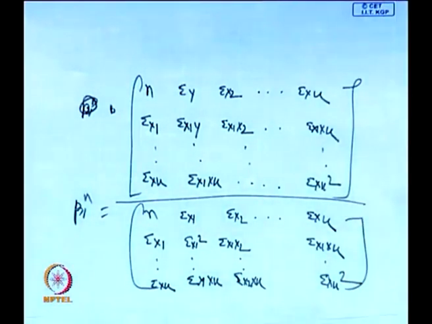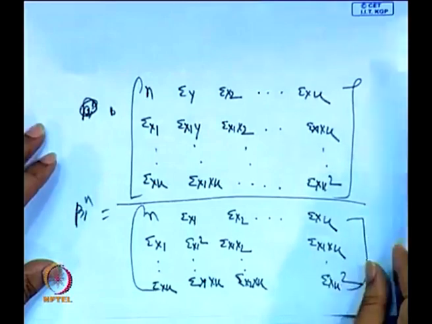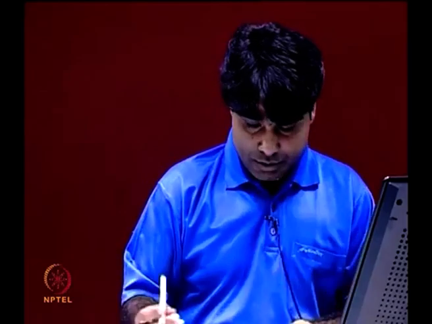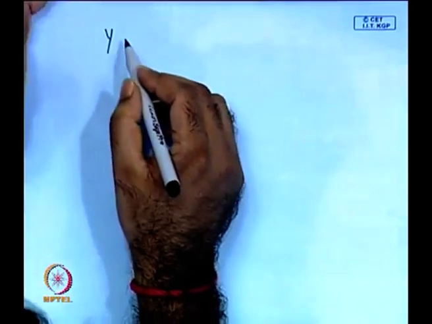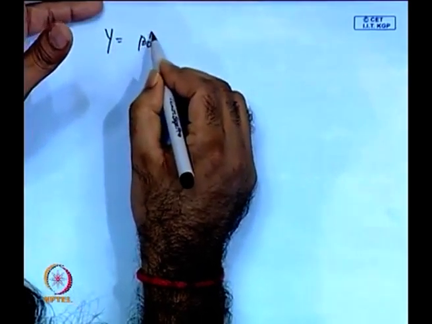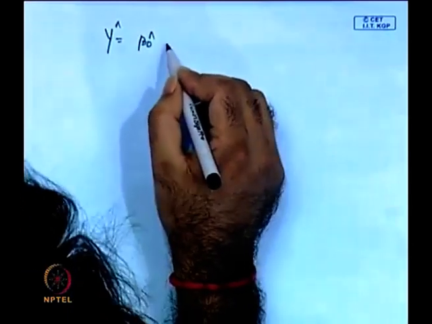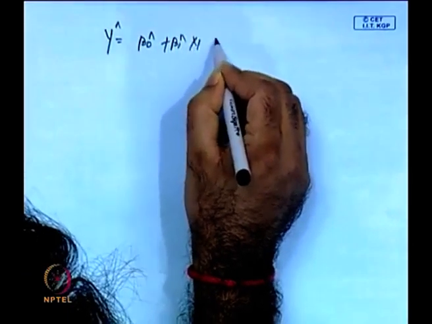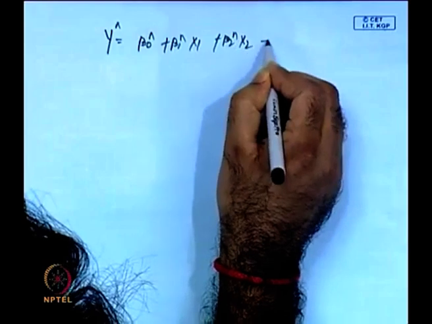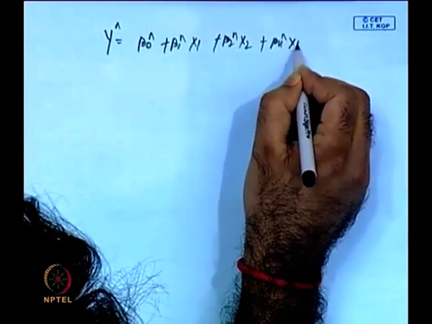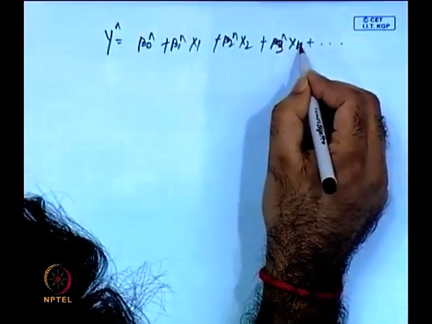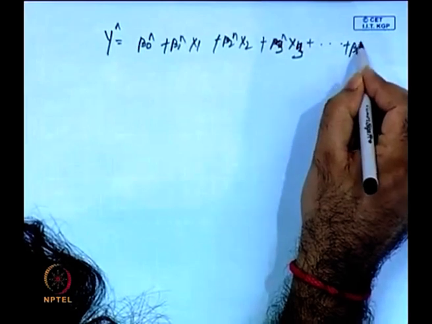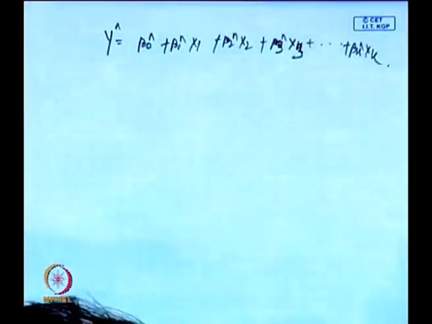So now what you have to do? The standard procedure is that if you simplify further, then it will come like this. It can also be in deviation format. So ultimately the standard structure is that y equals beta 0 head plus beta 1 head x 1 plus beta 2 head x 2, plus beta 3 head x 3 and plus, continue up to beta k head x k. So this is how you proceed, alright.